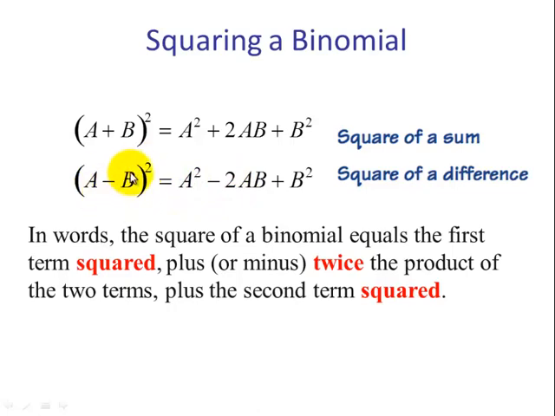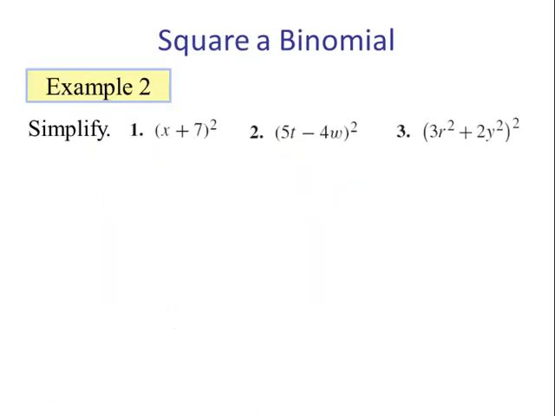Negative b squared is negative b times negative b, which is b squared. Square the first, double the product, square the last. Let's do some examples. Example 2.